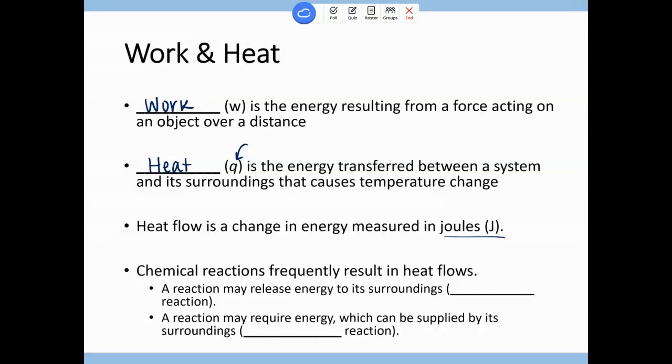Chemical reactions frequently result in heat flows. A reaction may release energy to its surroundings. This is exothermic. That type of reaction is an exothermic reaction: thermal heat energy is exiting the system. A reaction that requires energy that can be supplied by its surroundings is an endothermic reaction.